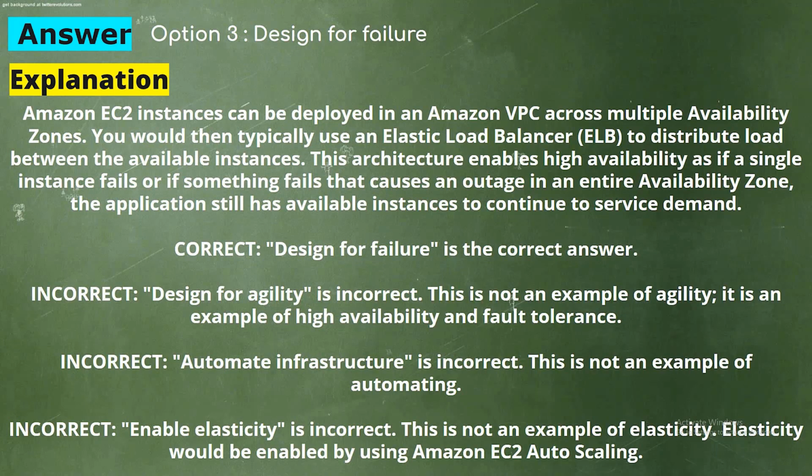Incorrect, design for agility is incorrect. This is not an example of agility, it is an example of high availability and fault tolerance. Incorrect, automate infrastructure is incorrect. This is not an example of automating. Incorrect, enable elasticity is incorrect. This is not an example of elasticity. Elasticity would be enabled by using Amazon EC2 auto-scaling.